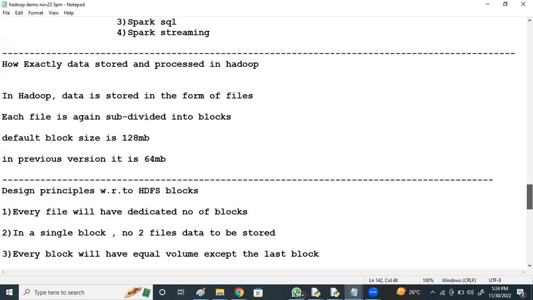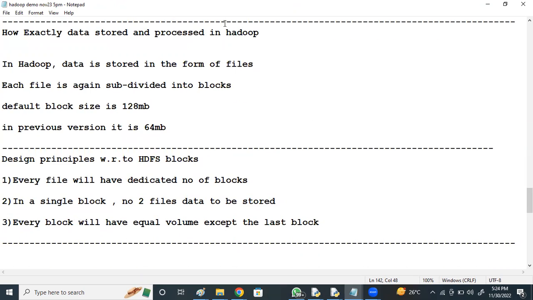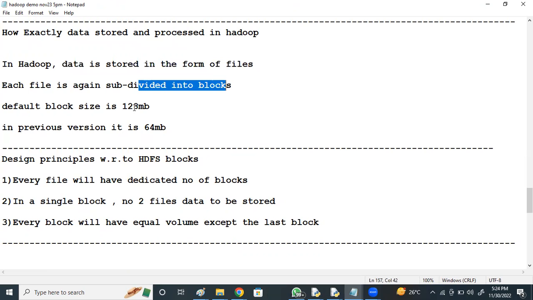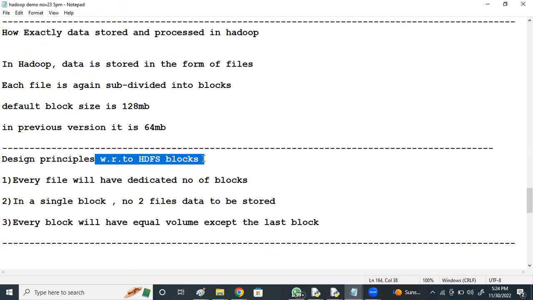So how exactly is data stored and processed in Hadoop, right? In Hadoop, data is stored in the form of files. Each file is again subdivided into blocks. Default block size is 128 MB. In the previous version, it was 64 MB, right? Design principles with respect to HDFS blocks.